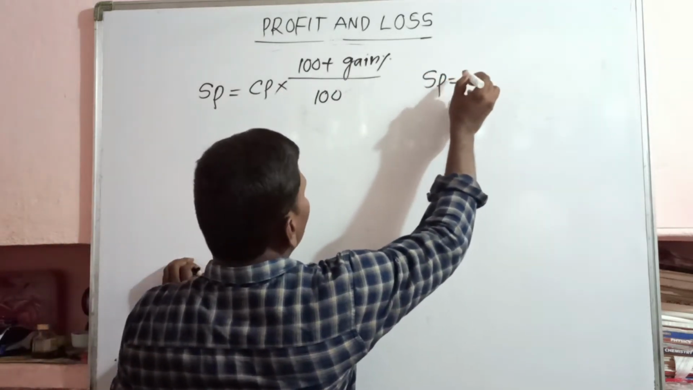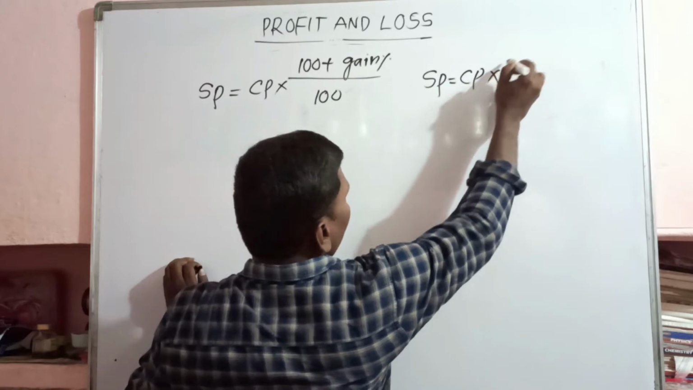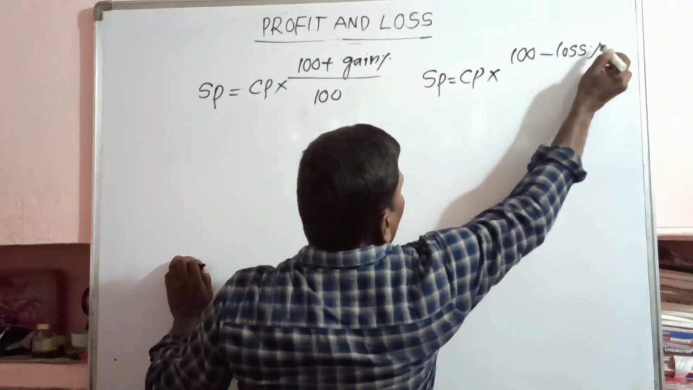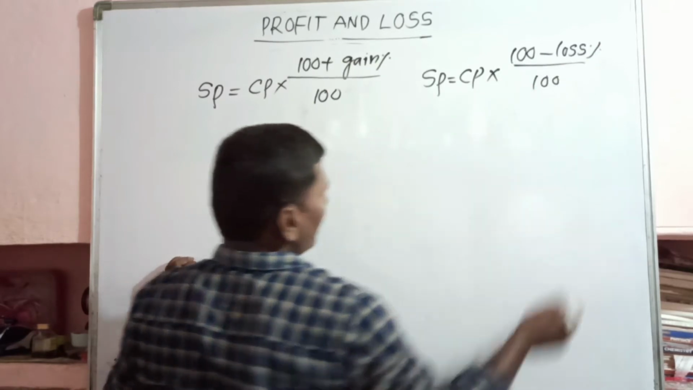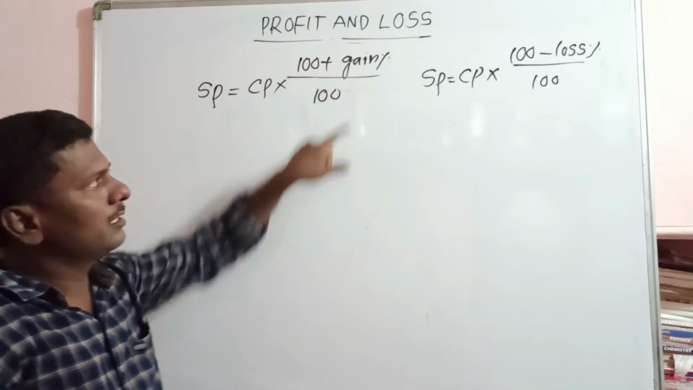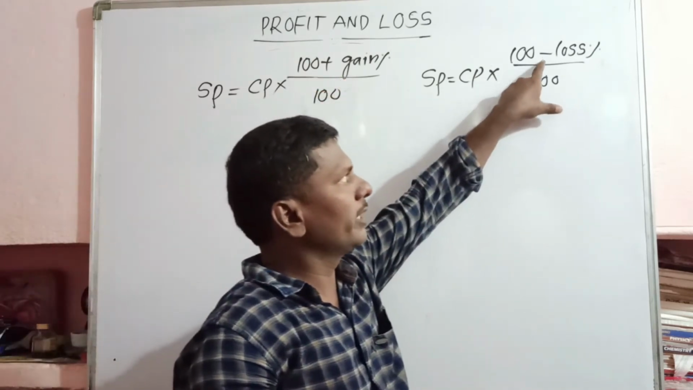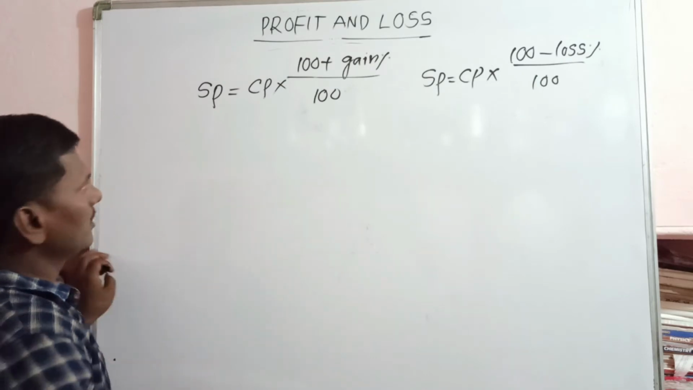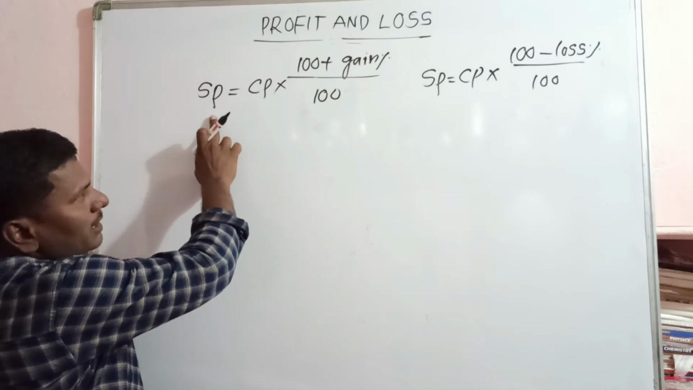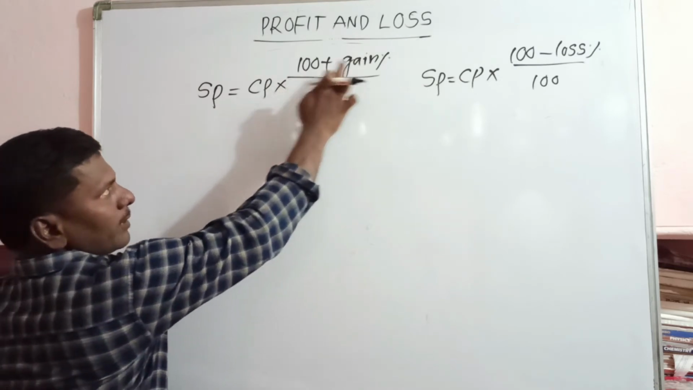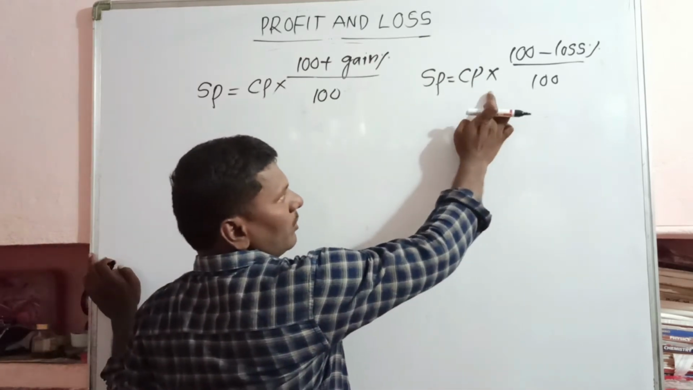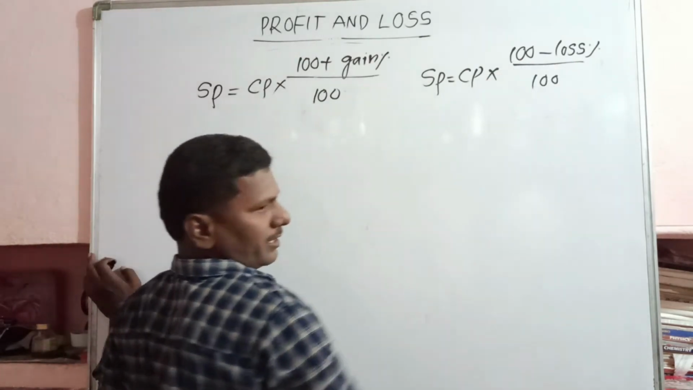Again, selling price is equal to cost price into 100 minus percentage of loss by 100. When we have gain, we use this formula, plus gain percentage. When we have loss, we use minus loss percentage. So first remember this SP formula. Selling price is equal to cost price into 100 plus percentage of gain by 100, or CP into 100 minus percentage of loss by 100.